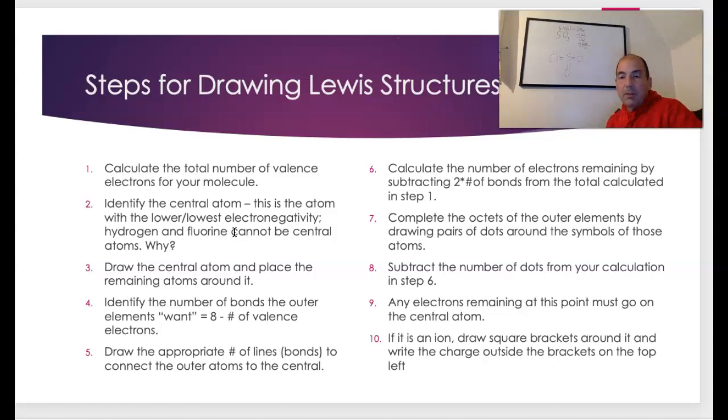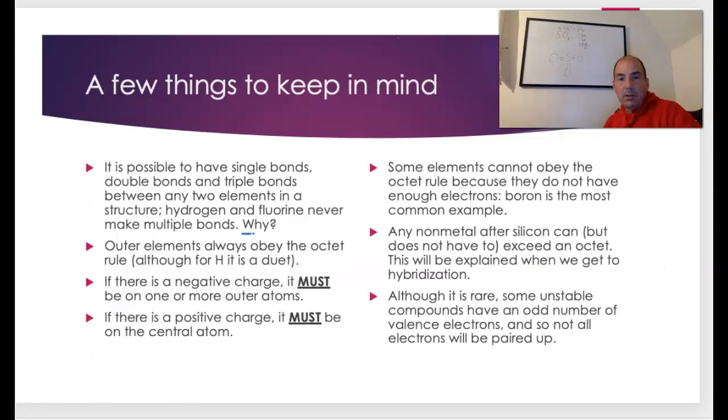You'll see that there are a couple other steps, because if we do have extra dots at this point, they would go on to the central atom. And if it was an ion, we'd have to take that into account and also draw brackets around it just to show that there is a charge on it. So let's go through that a little bit more.